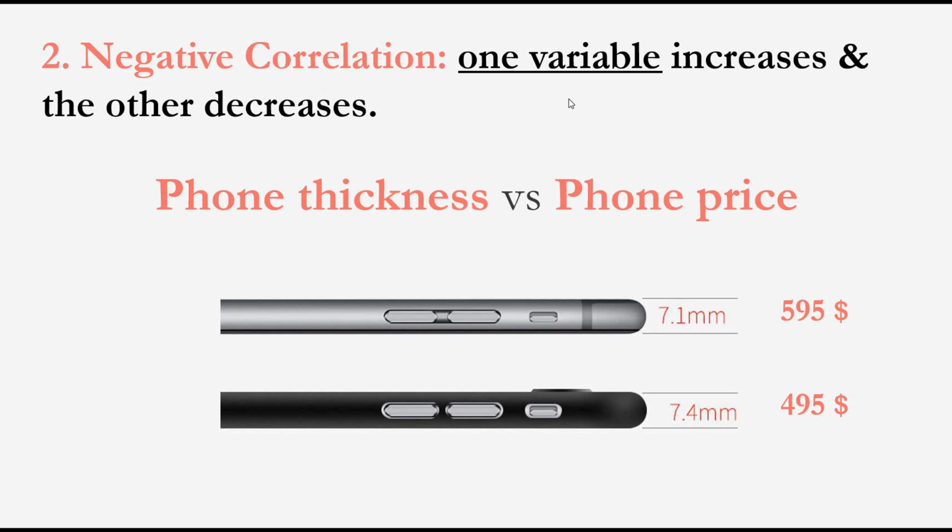In negative correlation, one variable increases and the other one decreases. And we can see this between phone thickness and the phone price. Whenever phone thickness decreases, the price increases.